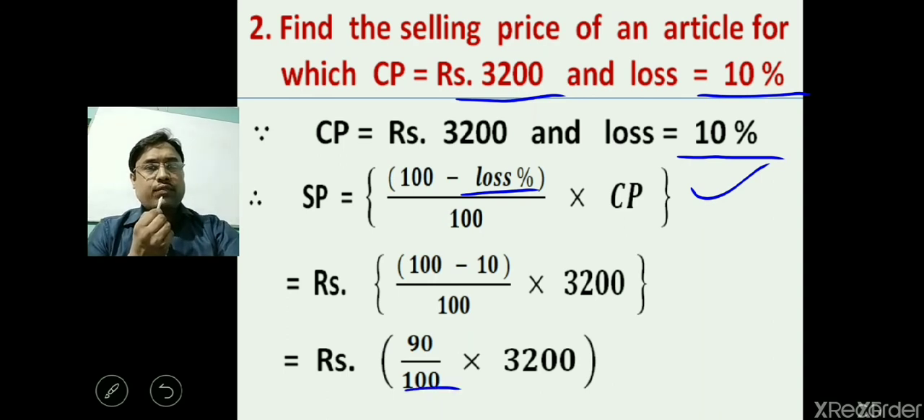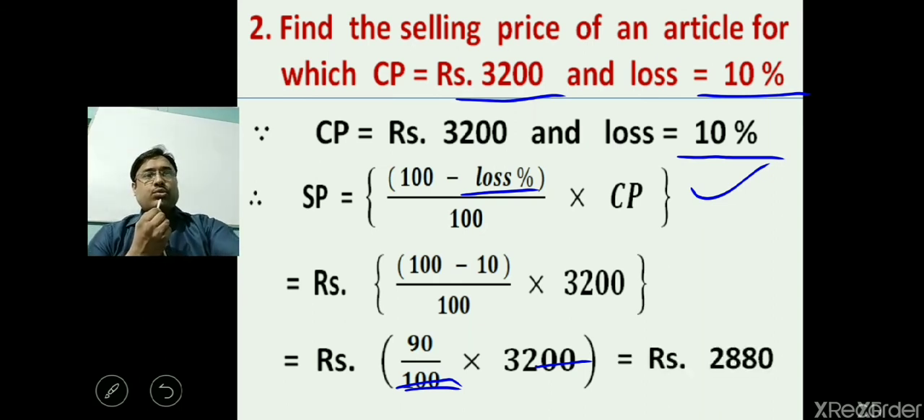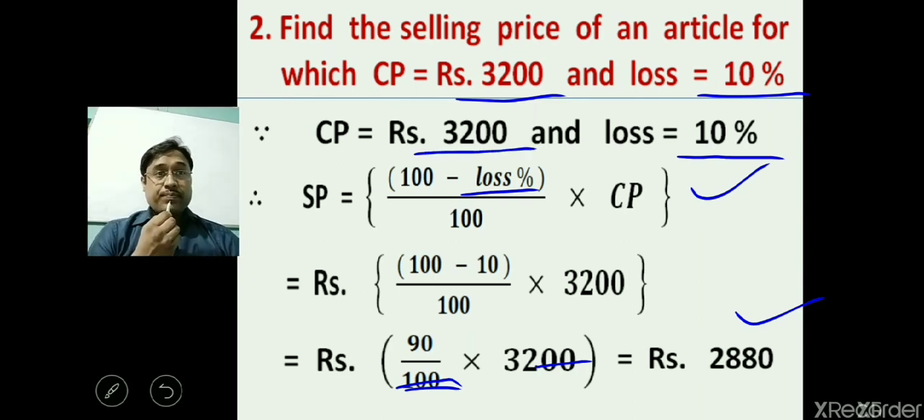So these zeros from here and here you will cut. That means 100 you have cancelled. Now the result is 90 into 32 only. So 90 into 32 means 2880 rupees. This is the selling price here in case of 10% loss and when the CP is 3200. Here you can see it is a loss of 10%, and we have got the selling price 2880, which is less than the cost price 3200. And it should be less than the cost price because it is the case of loss.